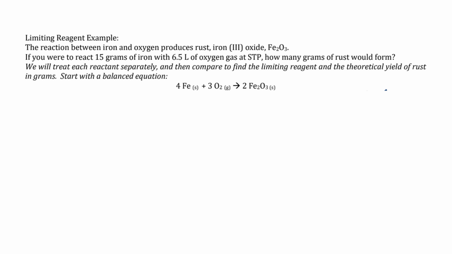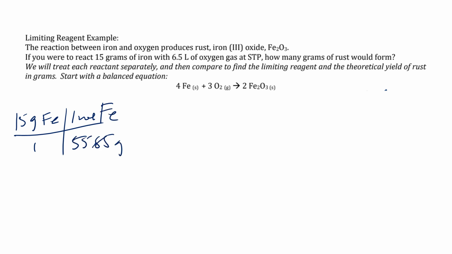So they give it to you, luckily for us. So both of these, I need to convert them to the same thing. So for example, 15 grams of iron, let's just convert that to moles of iron. 1 mole of iron on top, 55.85 grams of iron on the bottom. So that's my moles of iron. So 15 divided by 55.85 is 0.268 moles of iron.